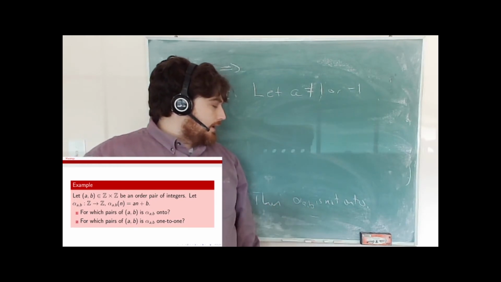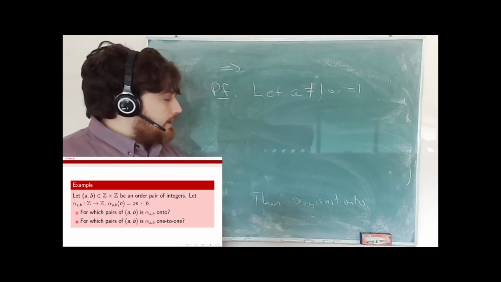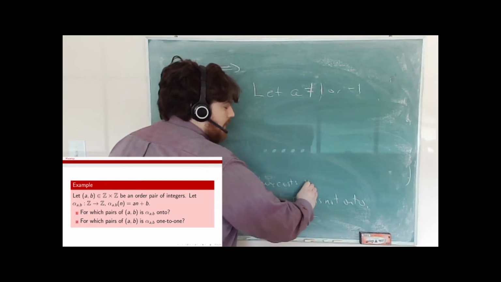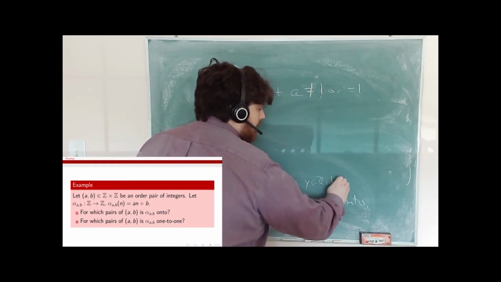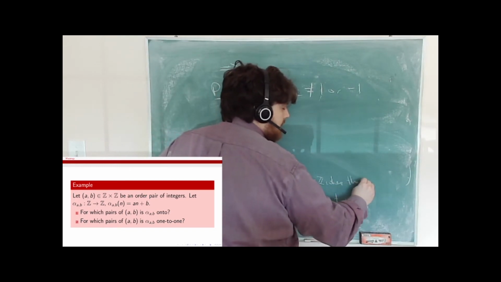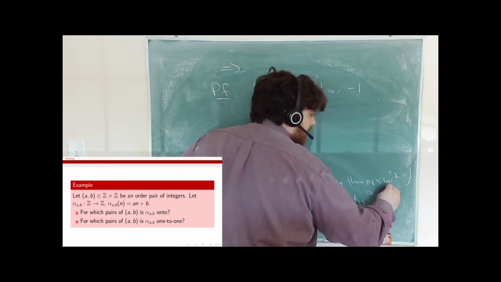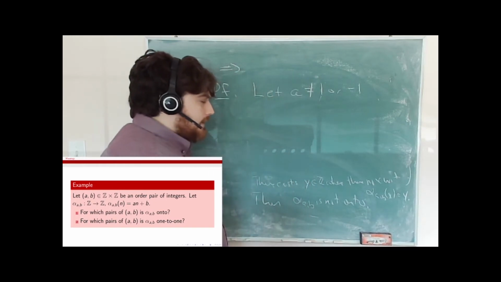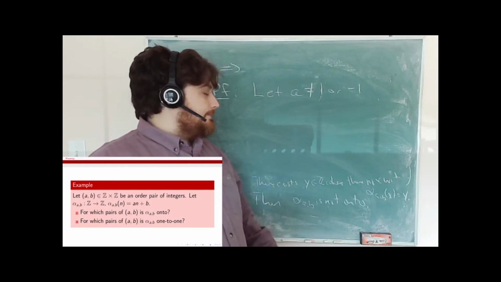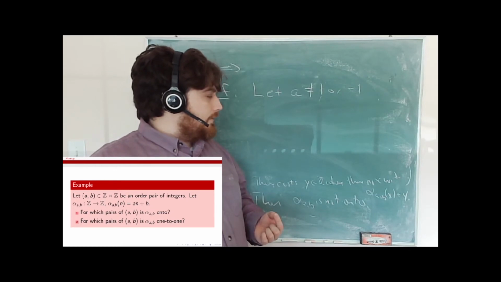And what we want to show is that alpha of AB is not onto. So if we want to show this is not onto, we have to say there exists a Y in Z where there is no X with alpha sub AB of X equal to Y. So we have to find a Y which does not get mapped to for any X in Z. And all we get to assume here is that A is not 1 or negative 1.